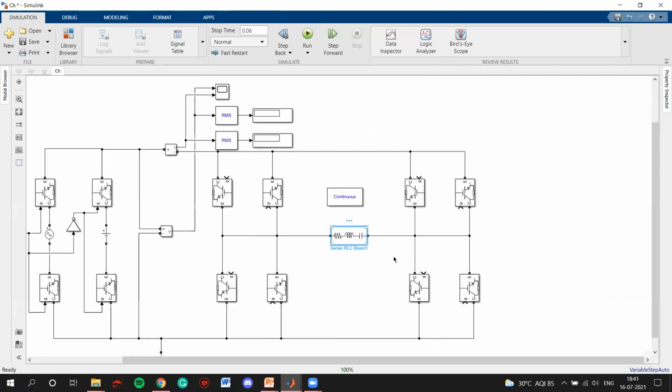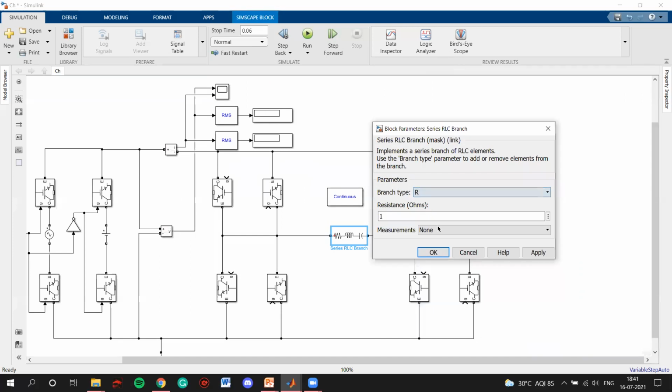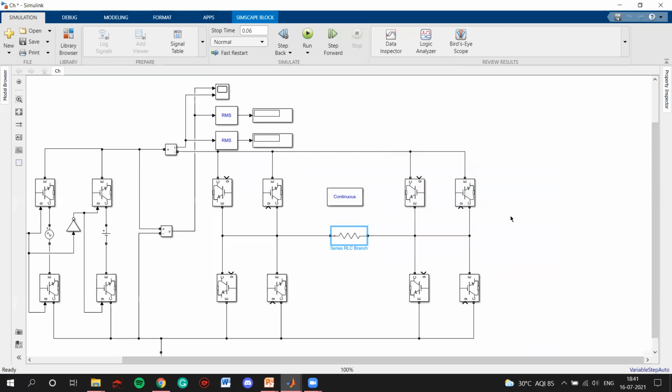Now we will simulate this particular circuit for R value. Please do let me know in the comment section if you want. I can also simulate this for RL and RLC. Normally we use it for RL only because 99.9% of our loads are RL. So right now we will simulate it using only resistance, right?